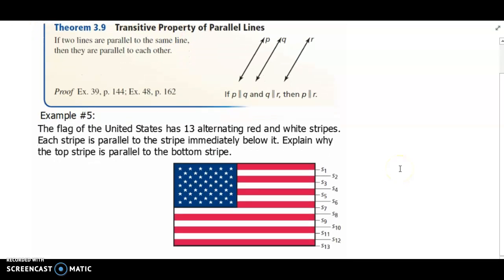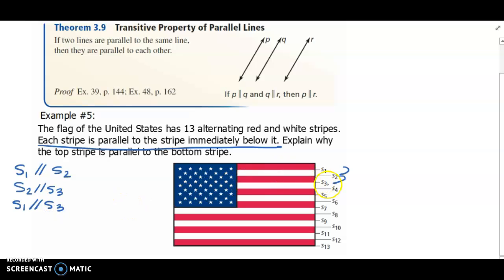So if I look at this flag, it says the flag of the United States has 13 alternating red and white stripes. Each stripe is parallel to the stripe immediately below it. Explain why the top stripe is parallel to the bottom stripe. All right, so if I write this out, I know that stripe 1 is parallel to stripe 2, and I know that stripe 2 is parallel to stripe 3. Now by the transitive property of parallel lines, that means that stripe 1 has to be parallel to stripe 3.